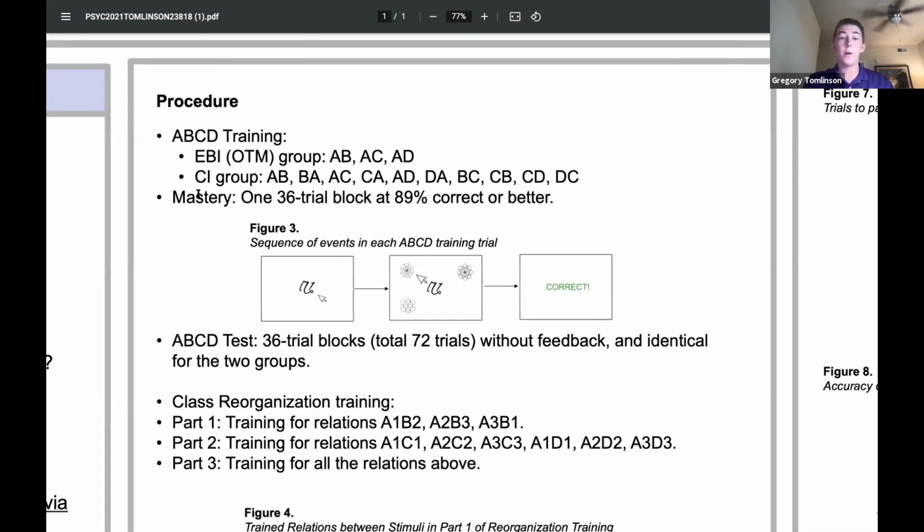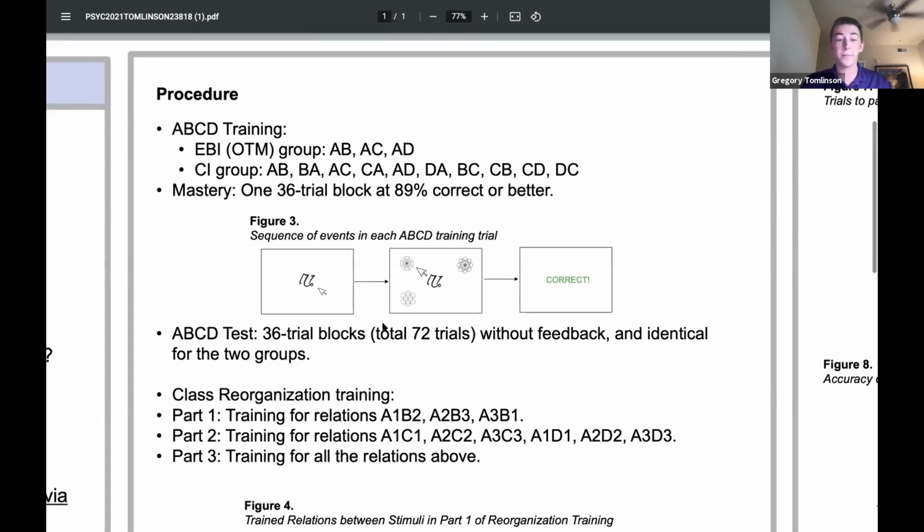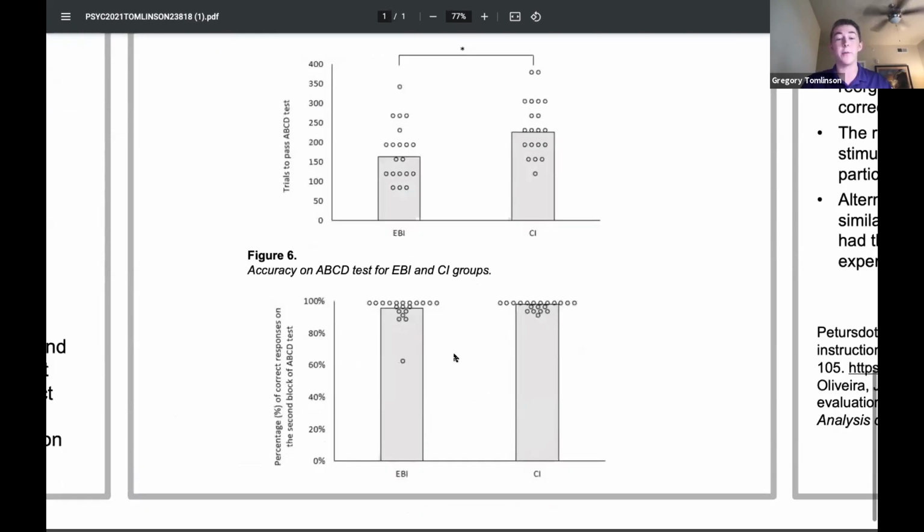We wanted them to reach a mastery criterion in order to see that they actually established these classes. For the mastery criterion, they needed to perform 89% correct or better in order to qualify for the ABCD test. And this is what we actually analyzed. So they took a test, and these are the results that we see.